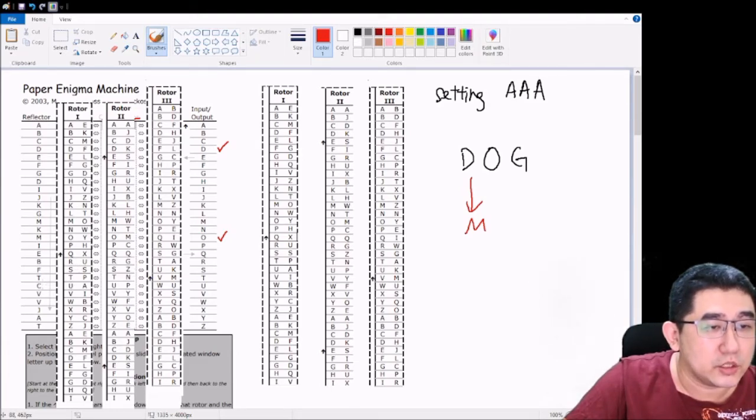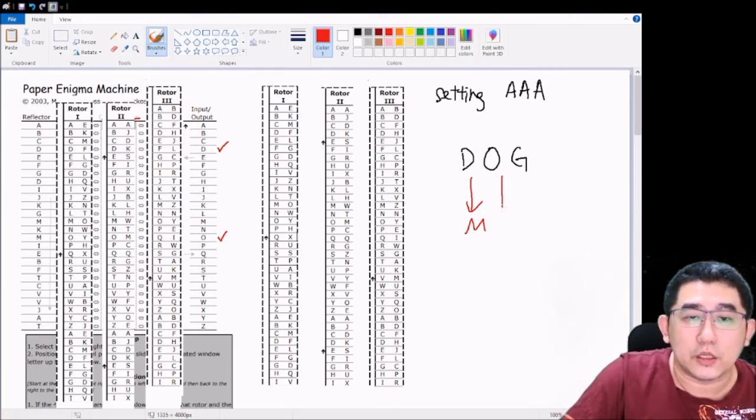C goes to the reflector, goes to the C. Then it comes to C again, C over here, goes to Y, goes to X, okay, X goes to this X, goes to I.